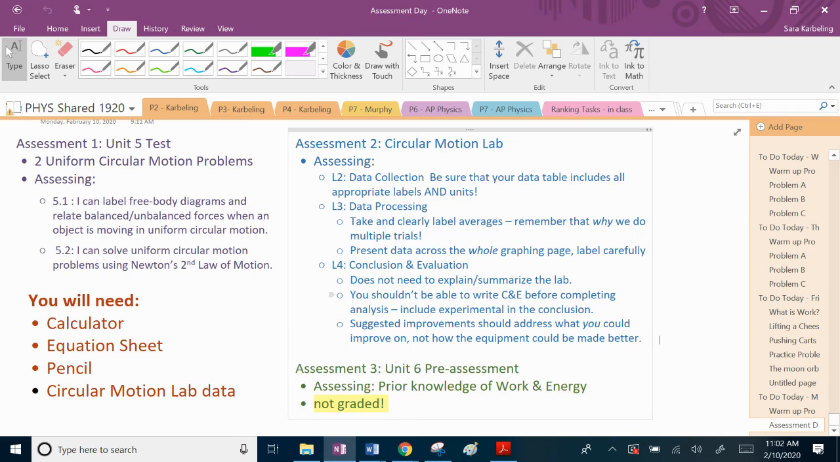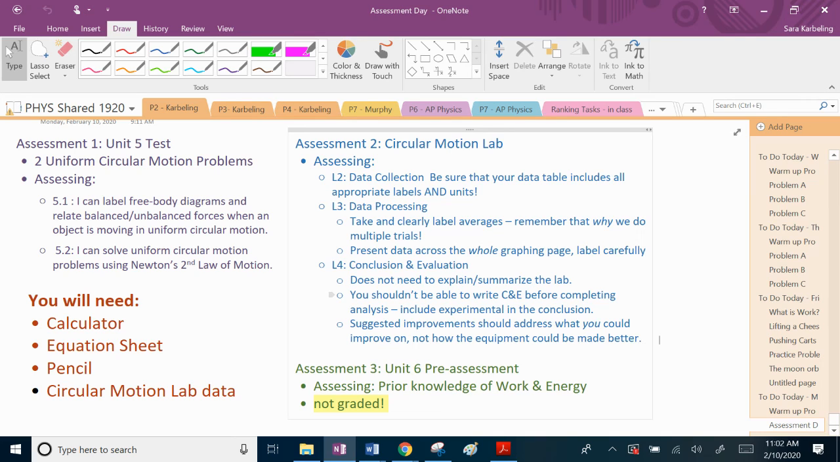Listen carefully. When you go to your assessment seats, you will need a calculator. You will need an equation sheet. We'll give that one to you. You'll need a pencil, and you'll also need your circular motion lab data. Okay? Assessment number 1 is the Unit 5 assessment. It looks very similar, would you agree, to the quiz that you took on Thursday. 2 questions, one on the front, one on the back.